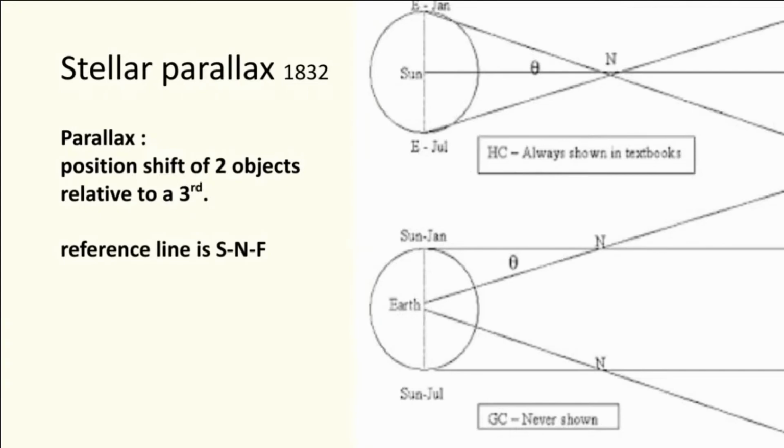heliocentric version of parallax. You have the sun and the Earth being shown in 6-month positions, January and July. We have a near star and a far star that, at least on my screen, is off the scale. But beyond the end, at the end here is the far star. So you need a reference line in order to establish parallax.